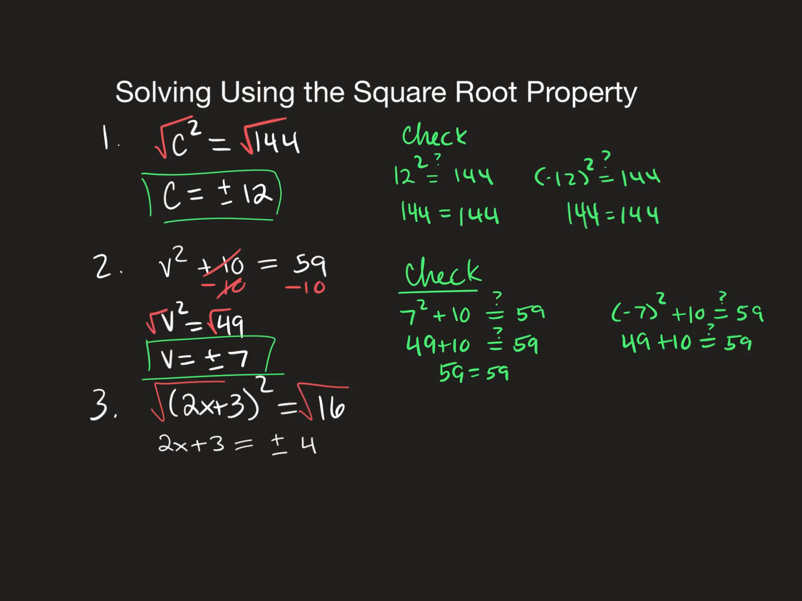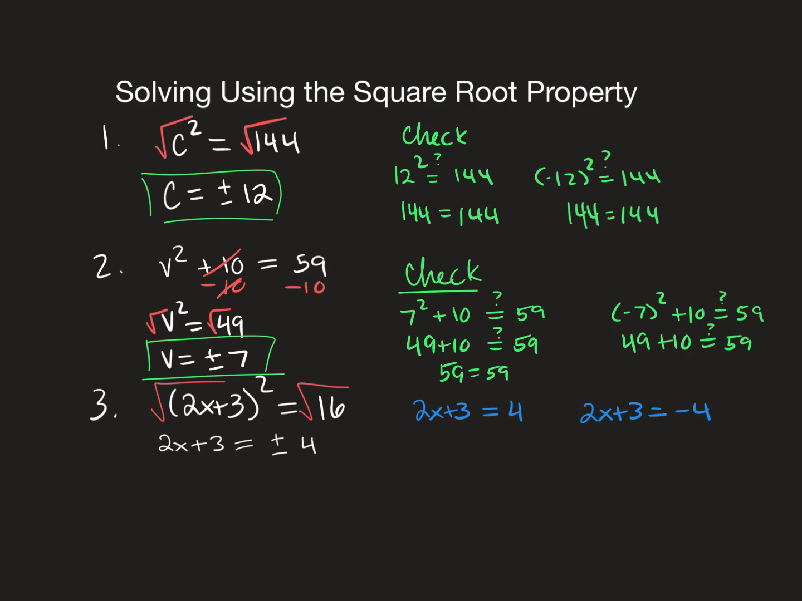So how are we going to solve this? We're going to split this into 2 equations. I'm going to write it over here in blue. We're going to have 2x plus 3 equals positive 4, and 2x plus 3 equals negative 4.